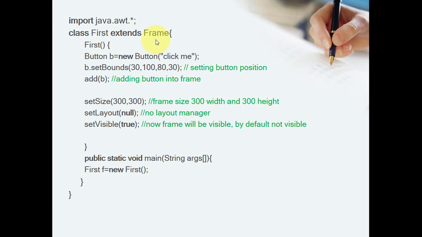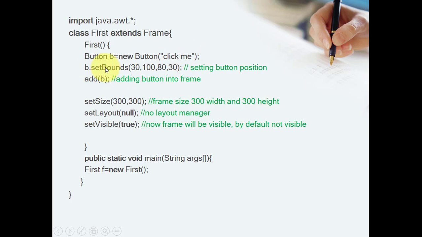Now look at what I did within the program. First is a constructor, a parameterless constructor. Inside the parameterless constructor, the button object is created: Button b is equal to new Button. The Button class is available, and here the name of the button, Click Me, is passed, because the parameterized Button constructor takes one argument of type String, which creates the button with that name.